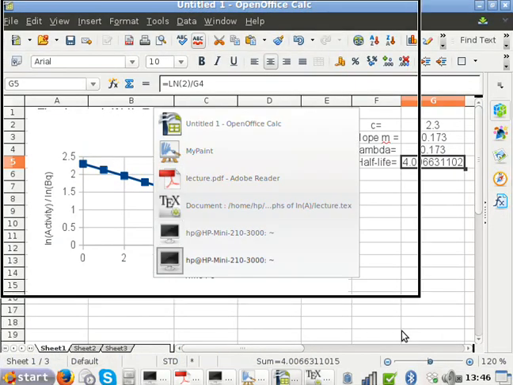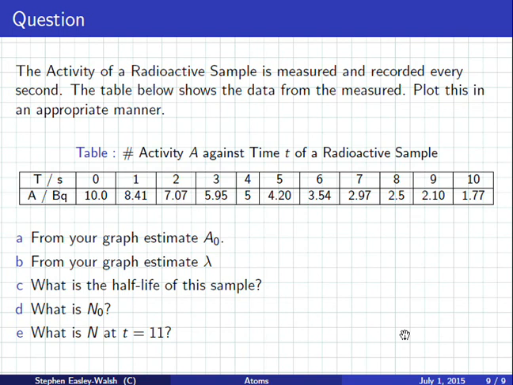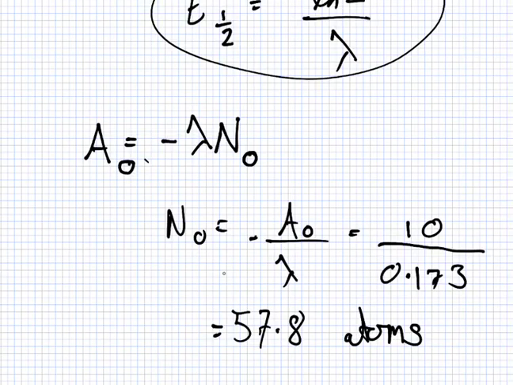Sorry, back to my question. Right. Now, the last part is what is the n when t is 11? So what would be the next number here for n? Okay. So what formula do we use to calculate n? What do you think? No, you were doing fine. N0?